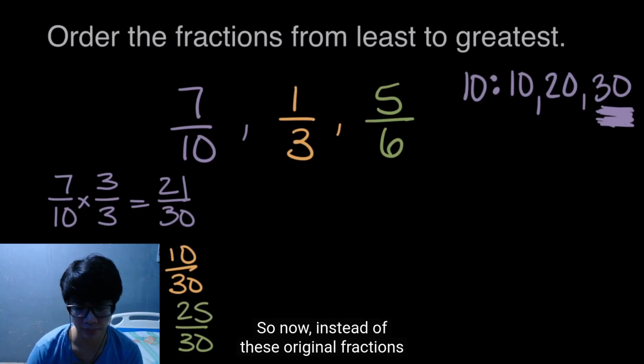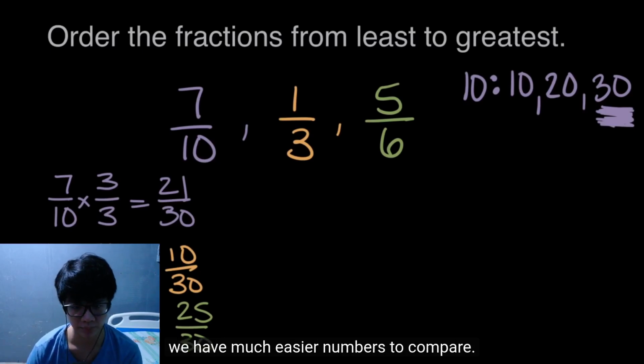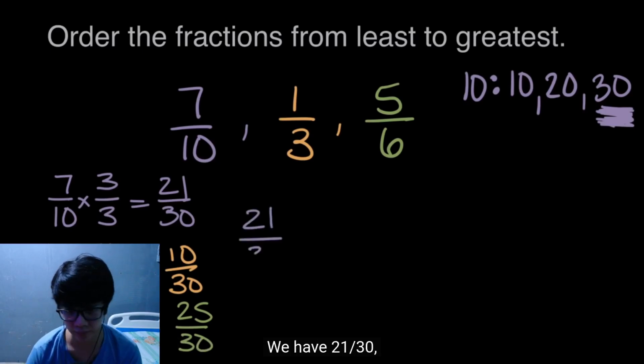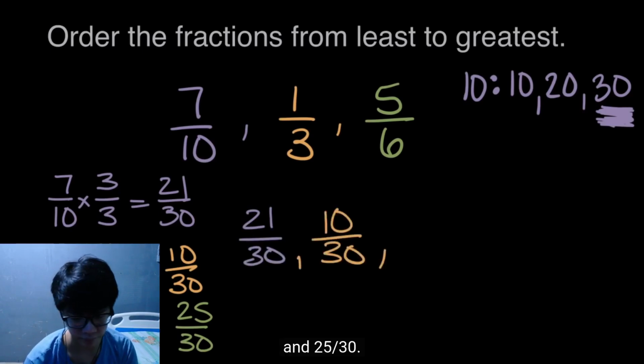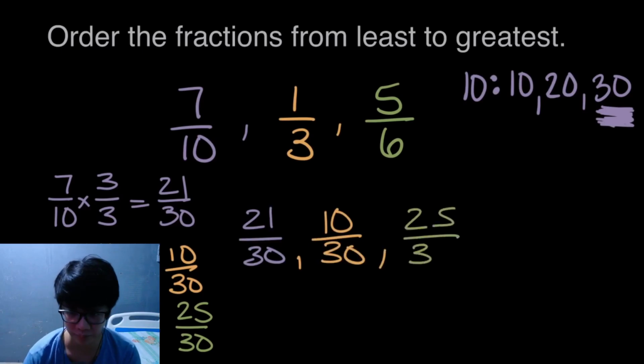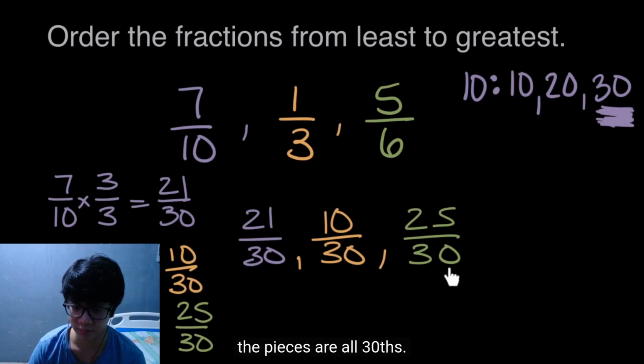So now, instead of these original fractions that were tricky to compare, we have much easier numbers to compare. We have 21/30, 10/30, and 25/30. So in this case, the pieces are all 30ths. They're all groups of 30. So this is much easier to compare.